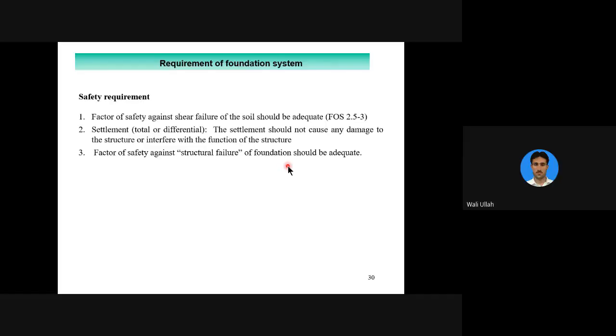The above 2 points were related to the soil. The third point is related to the foundation material itself. Concrete should be strong enough to not be cracked due to flexural stresses or shear stresses. So this third part you would cover in the RCC course, but the first 2 points would be covered in this course.